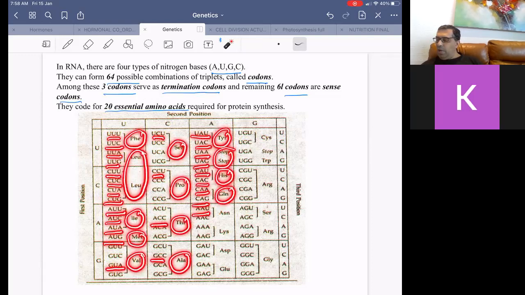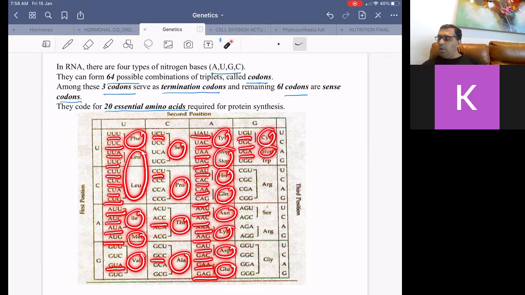AAU, AAC code for asparagine. AAA, AAG code for lysine. GAU, GAC code for aspartic acid. GAA, GAG code for glutamic acid. UGU, UGC code for cysteine. UGA is a stop codon. UGG codes for tryptophan. CGN codes for arginine.